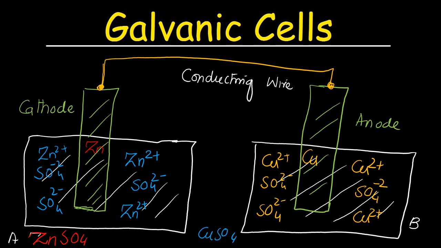The conducting wire basically channelizes the flow of the electrons from the cathode to the anode, and due to this channelization there will be a production of an electric current and electricity. Dear student, please keep in mind that the copper atom has a stronger pull of electrons than zinc. So the electron pull of copper is stronger than zinc.